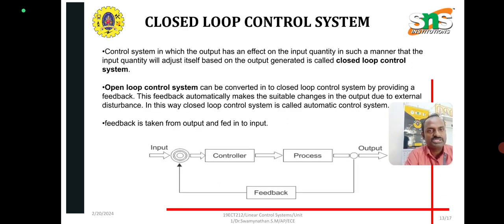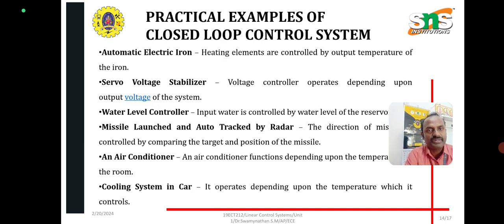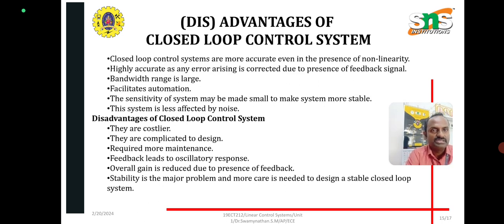Next, the closed loop system: we have the controller and the processor. The practical examples are automatic electric iron, servo voltage stabilizer, water level controller, missile launcher auto tracker by radar, air conditioner, and the cooling system in a car. The advantages of the closed loop system are a large bandwidth range, it facilitates automation, and the system is less affected by noise. The disadvantages: it is costly, complicated, requires more maintenance, and the feedback leads to an oscillatory response.